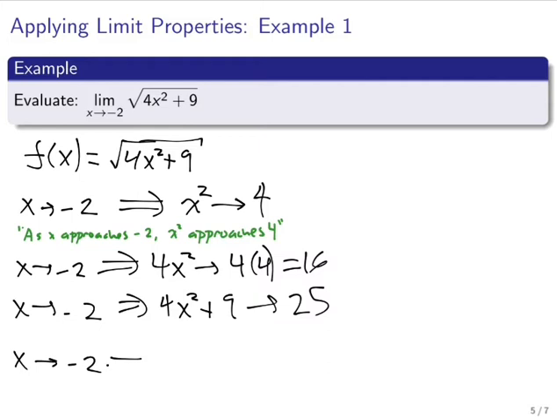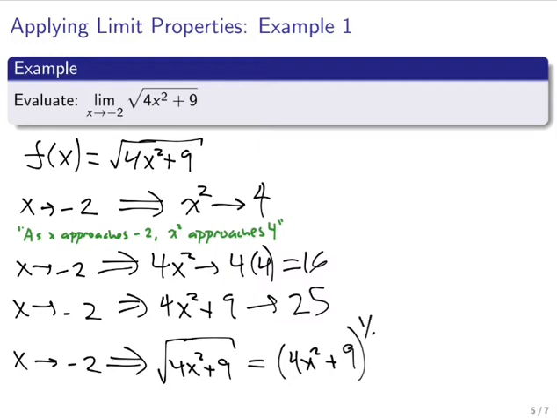And so as x approaches -2, isn't it true that the root I could also express as a 1/2 power? This is something that we're going to be doing a lot in our course, so if you haven't seen this before or need a reminder, just remember that I can always write roots as rational exponents, fractional exponents like this.